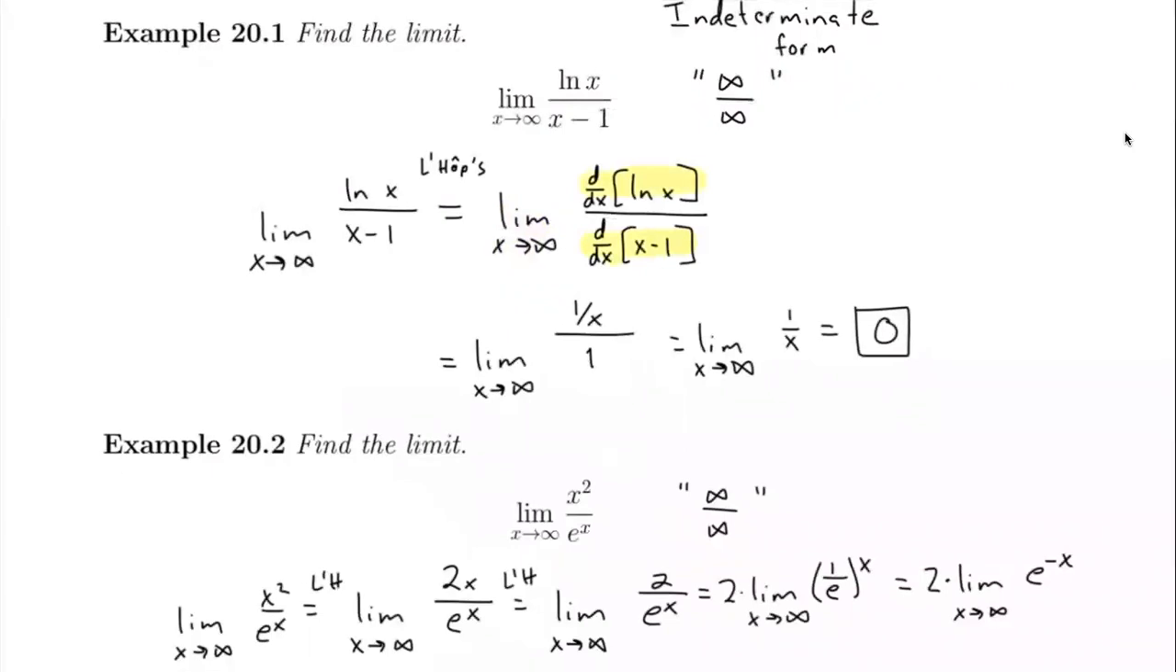Again, that's not the quotient rule. It's what we wish the quotient rule was, and the quotient rule is not that either. So just keep that in mind. This is just a direct derivative of the numerator and a direct derivative of the denominator. Well, the derivative of natural log of x is 1 over x. The derivative of x minus 1 is just 1 minus 0, or just 1. So we're taking the limit as x approaches infinity of 1 over x over 1. Well, that's just the limit as x approaches infinity of 1 over x. And of course, that's 0.